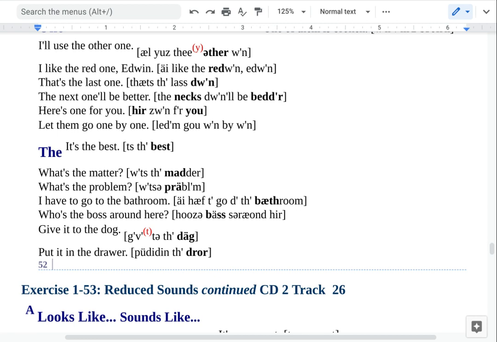The: it's the best. What's the matter? What's the problem? I have to go to the bathroom. Who's the boss around here? Give it to the dog. Put it in the drawer. A: it's a present. You need a break. Give him a chance. Let's get a new pair of shoes. Can I have a Coke, please? Is that a computer? Where's a public telephone?